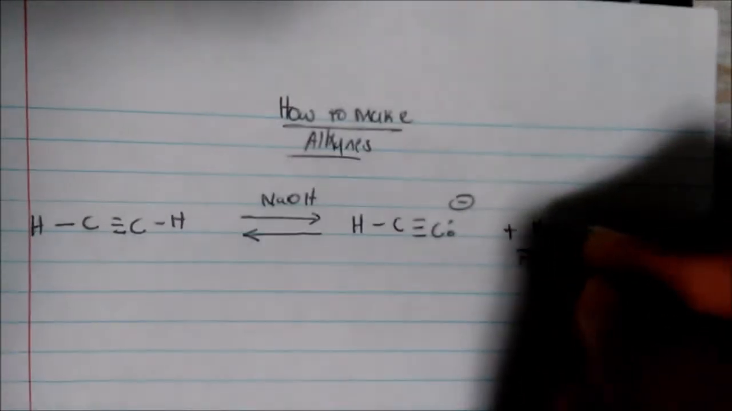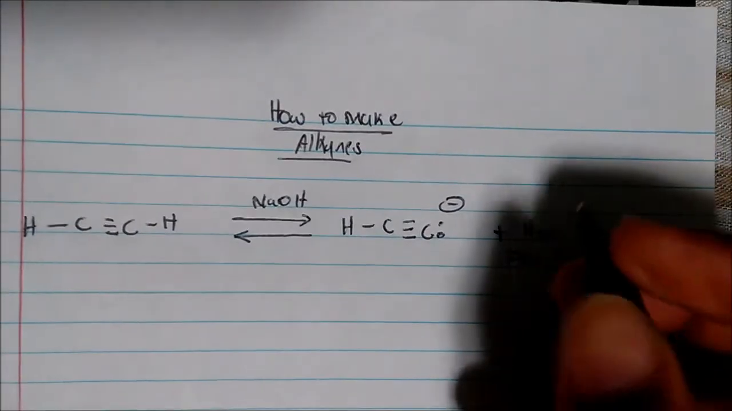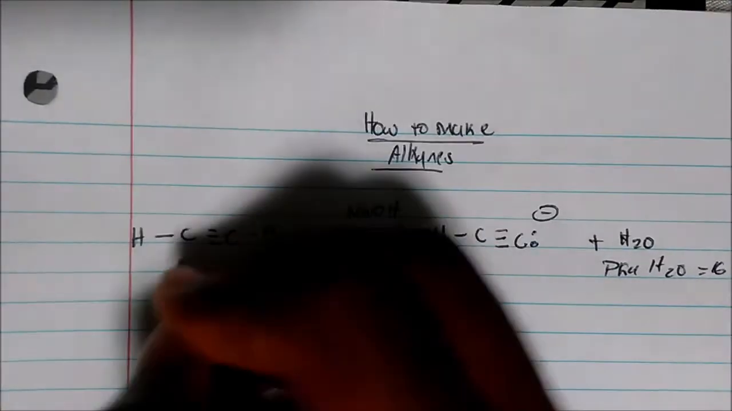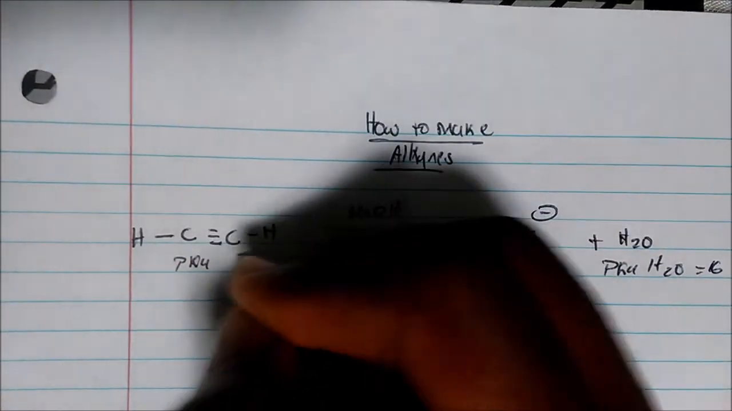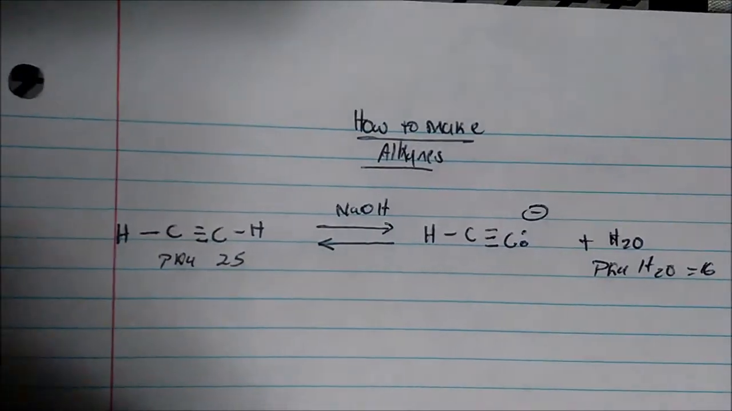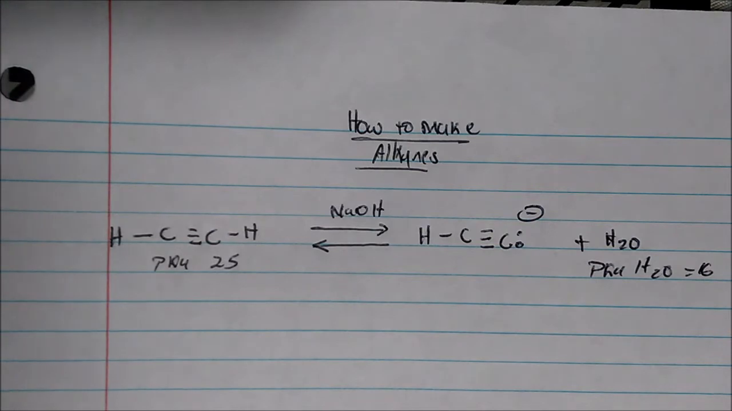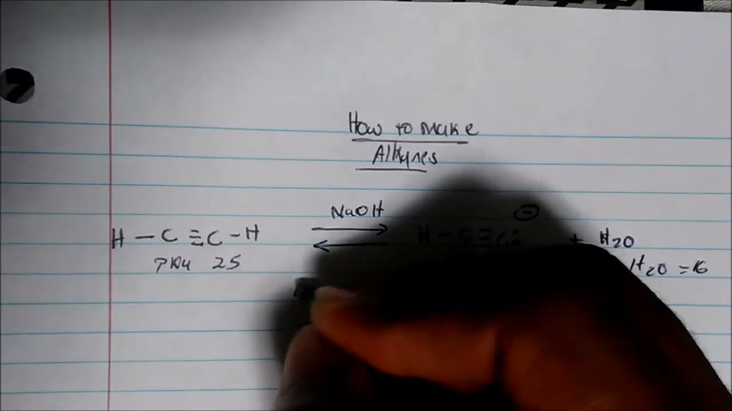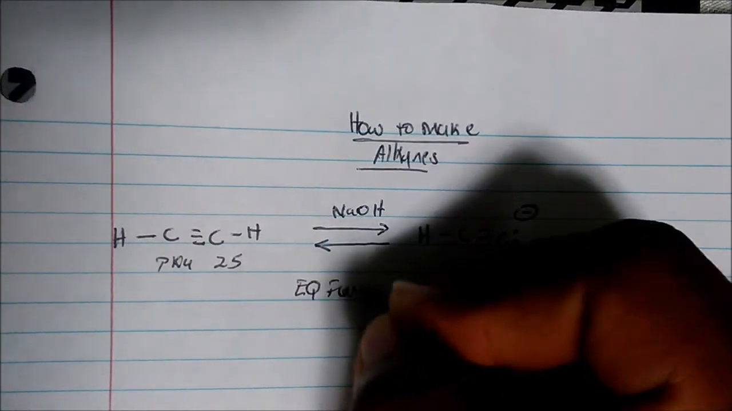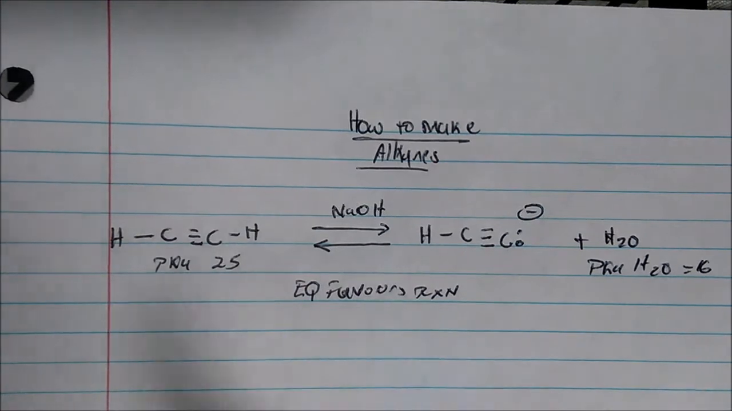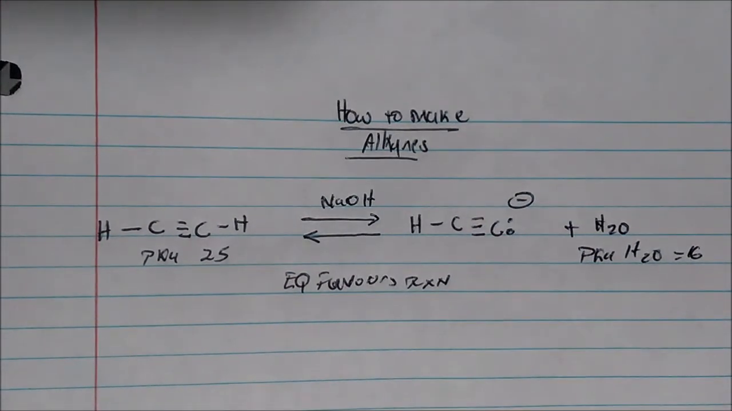The pKa of water is about 16. The pKa of this molecule is about 25. So which side does the equilibrium favor? It favors the weaker acid. So in this case, the equilibrium favors the reactant. In other words, this reaction will not go forward.